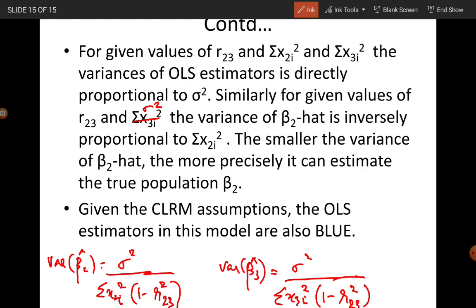So that's it for now. I'll come back with a follow-up video where we shall look into the multiple coefficient of determination, R square, that is capital R square.